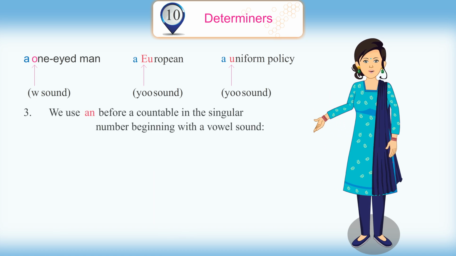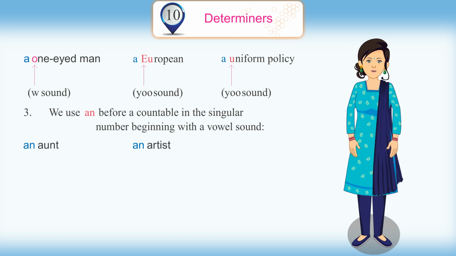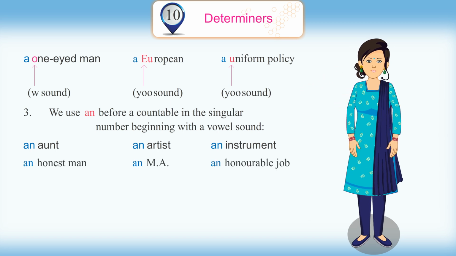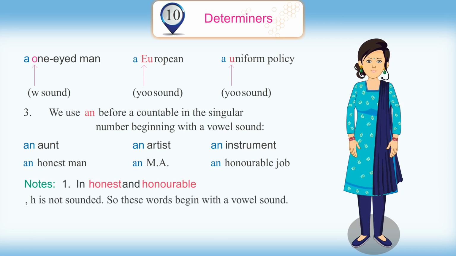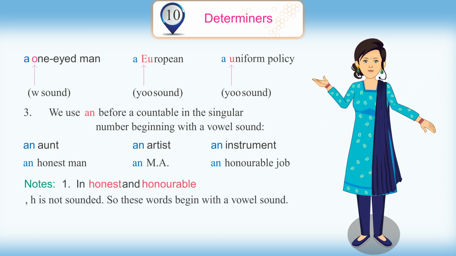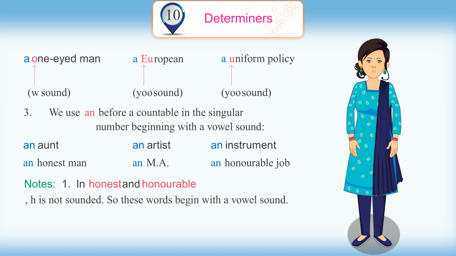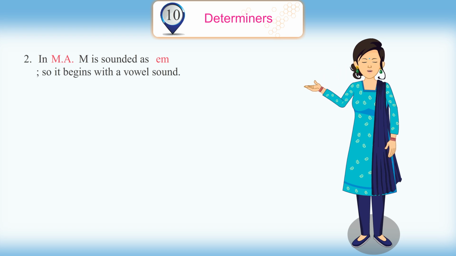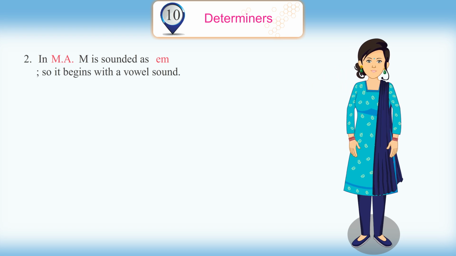We use an before a countable in the singular number beginning with a vowel sound. An ant, an artist, an instrument, an honest man, an MA, an honorable job. Notes: in honest and honorable, H is not sounded, so these words begin with a vowel sound. In MA, M is sounded as M, EM, so it begins with a vowel sound.